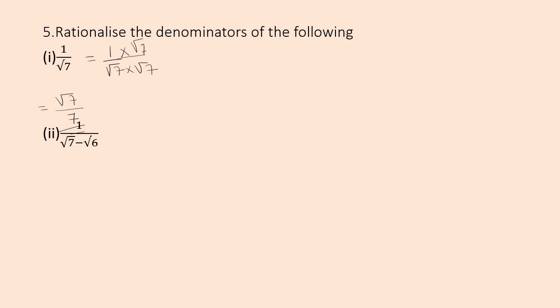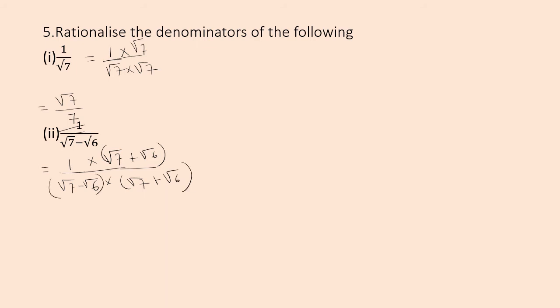The given expression has an irrational number in the denominator. For rationalizing this, you have to multiply the numerator and denominator by the same numbers, only the middle sign is changing. That is root 7 plus root 6 in the numerator, and the denominator also by root 7 plus root 6.